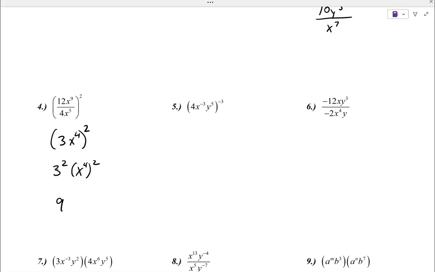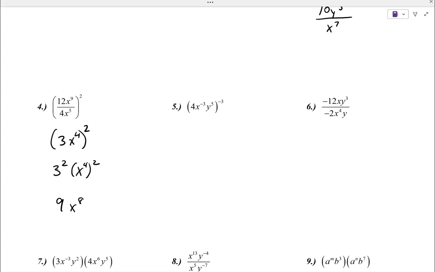Good. And then what do you do with the exponents when you've got x to the 4th raised to the 2nd? You multiply them, right? So 4 times 2 will give you the 8. All right? And we're going to practice more of these rules as we go along with today's lesson as well. But is this okay so far?